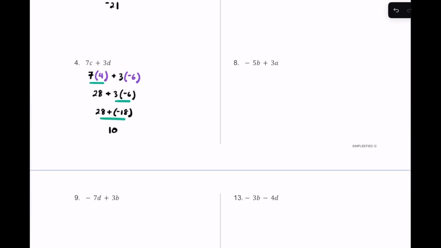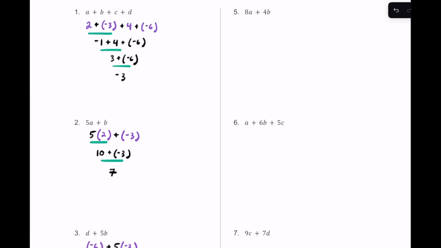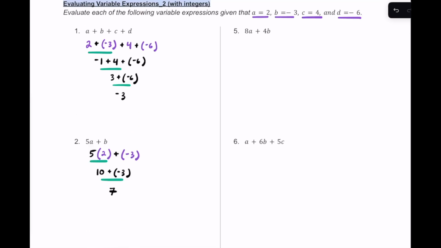Here's number 5. For number 5, we have 8a plus 4b. So this is going to be 8 multiplied by a. Now a is going to equal +2, so 8 times 2. Plus we're going to multiply this 4 times the b value. Now b is -3. So we have 2 multiplication operations and 1 addition.